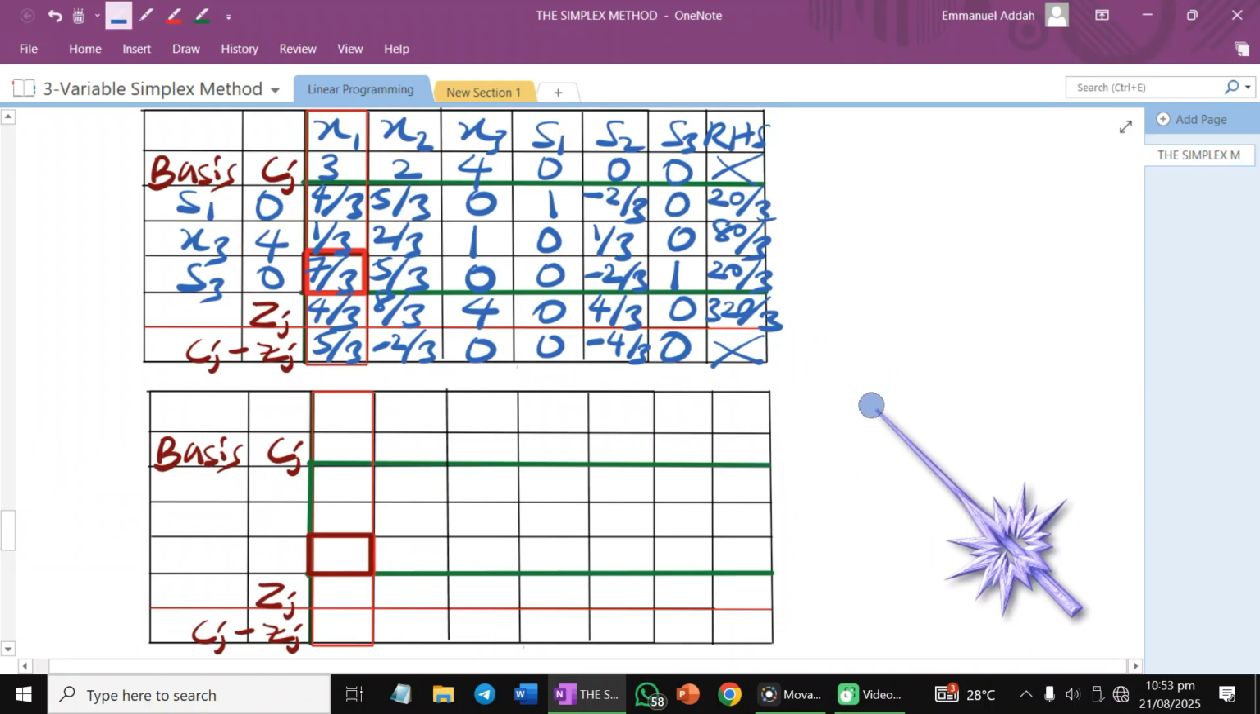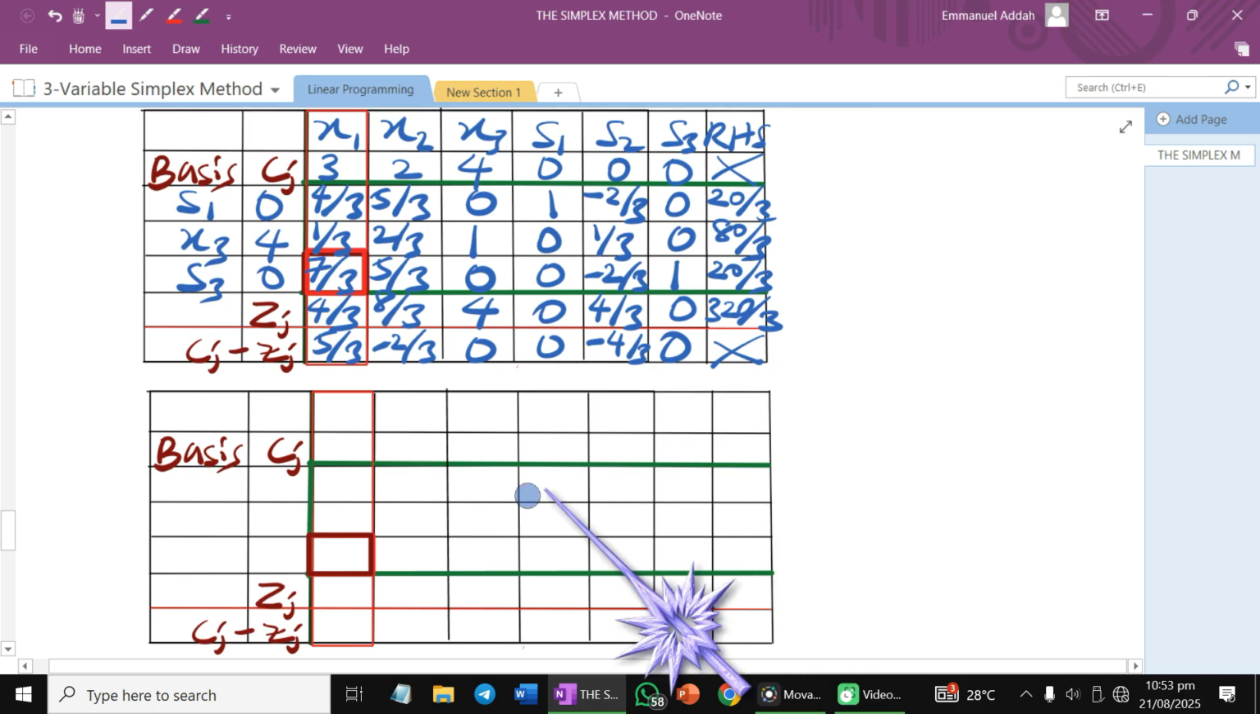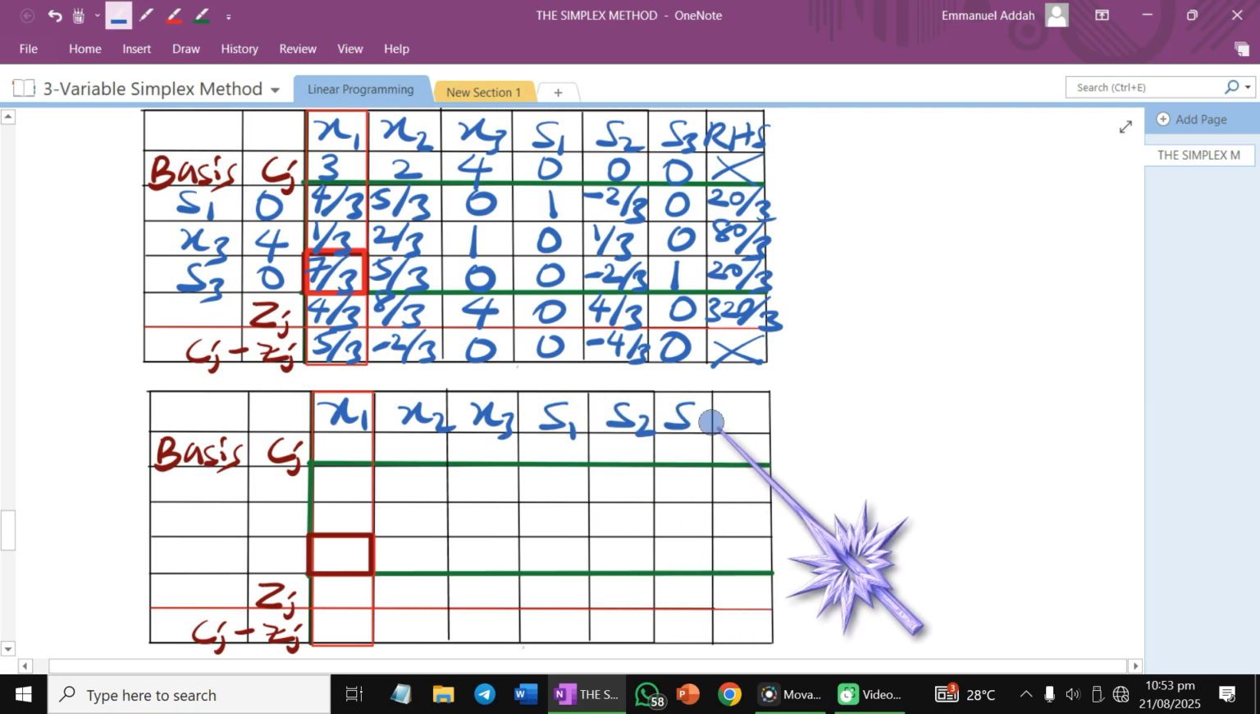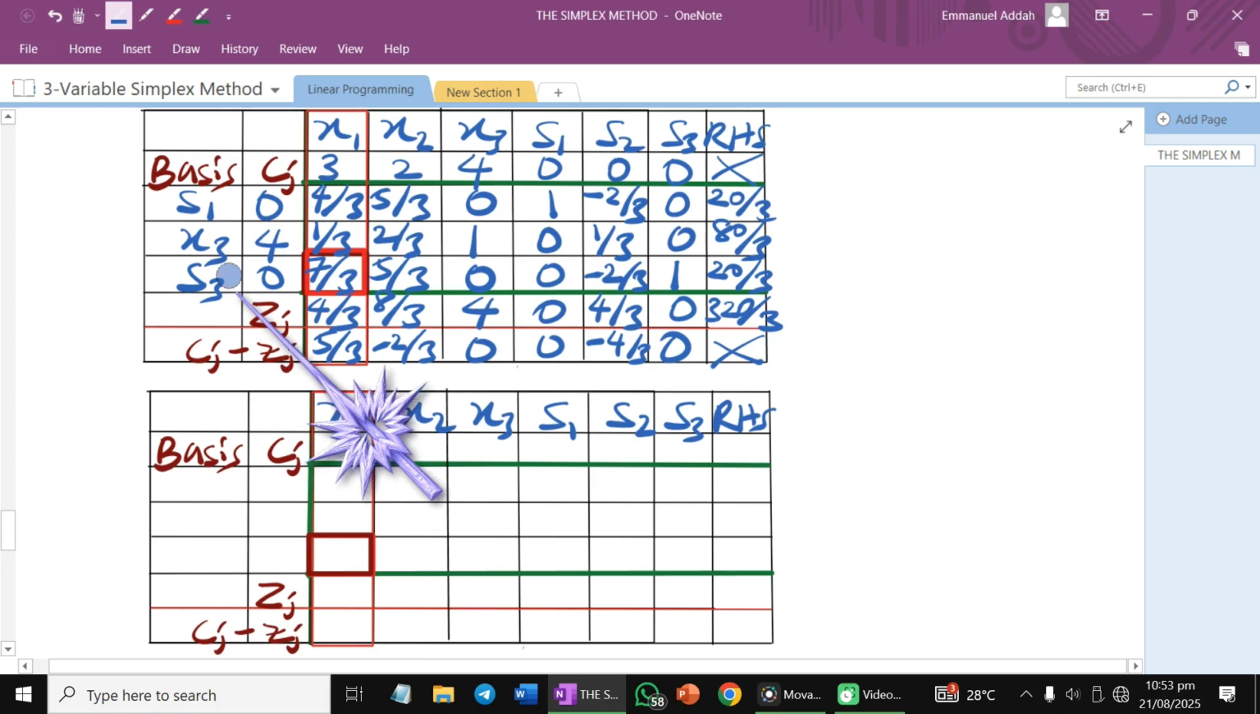Now that we have drawn the second tableau, we need to fill in the entries and start iterating again. So the first thing is to fill in the headings. That's X1, X2, X3, then S1, S2, S3. That will be our right-hand side. And I'll come here to the basis. Now this is S1, then here is X3.